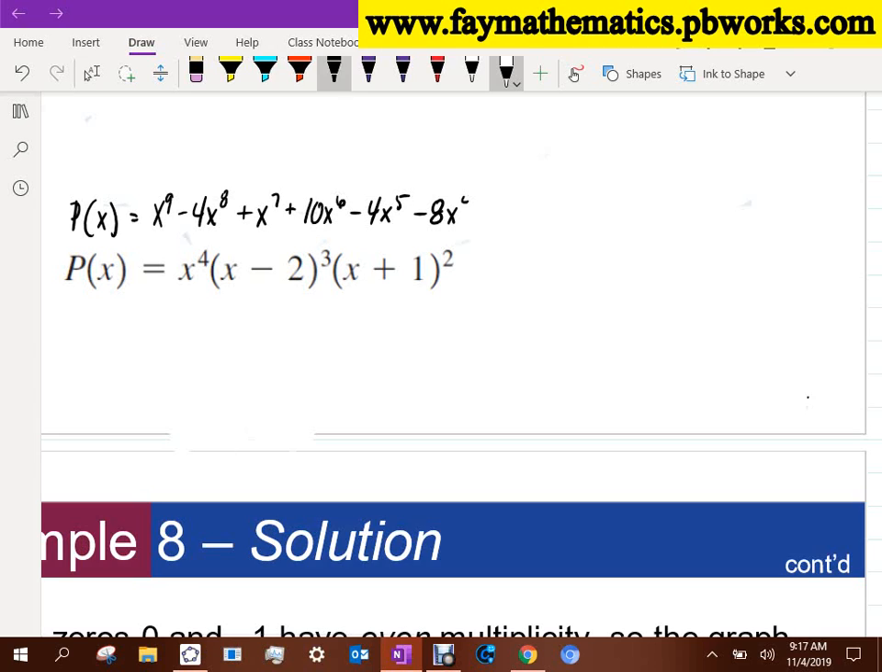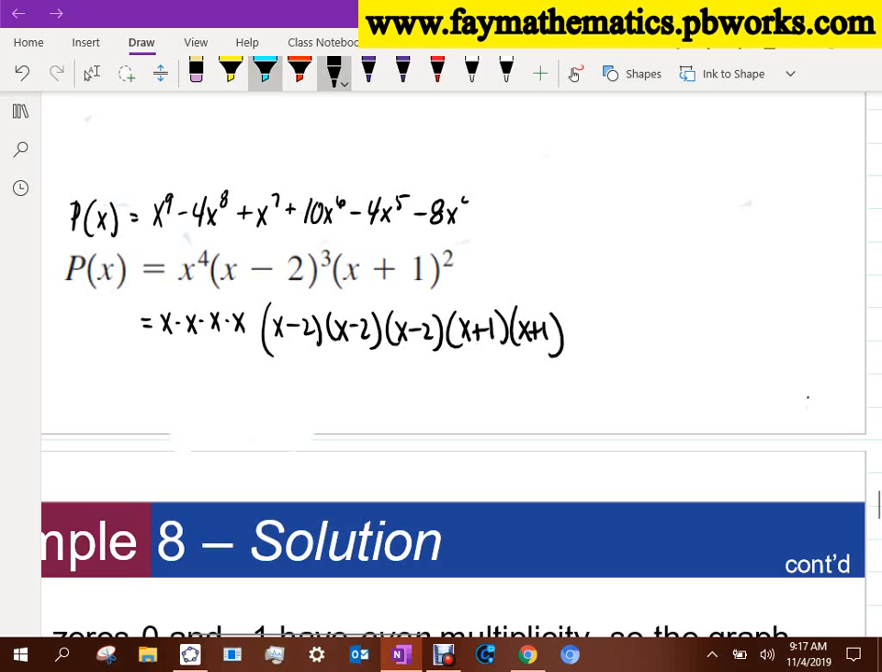All right, so what does x to the fourth really mean? What's x minus 2 cubed really mean? And then x plus 1 squared. Count these. How many you got? 4, 5, 6, 7, 8, 9.